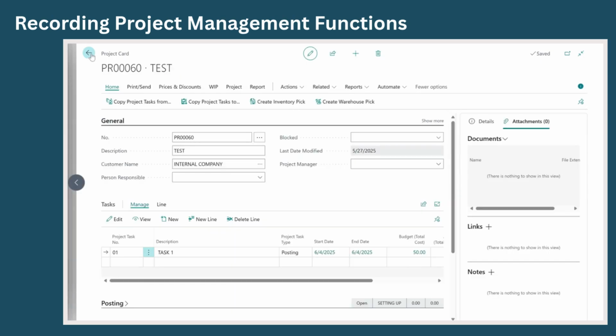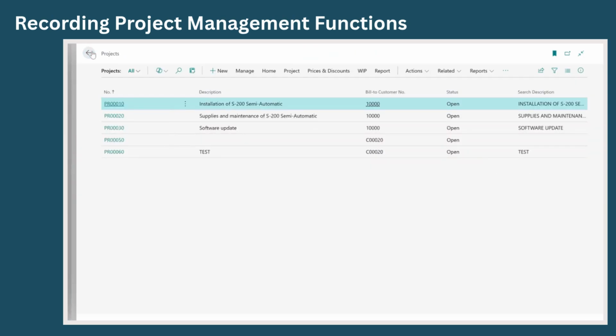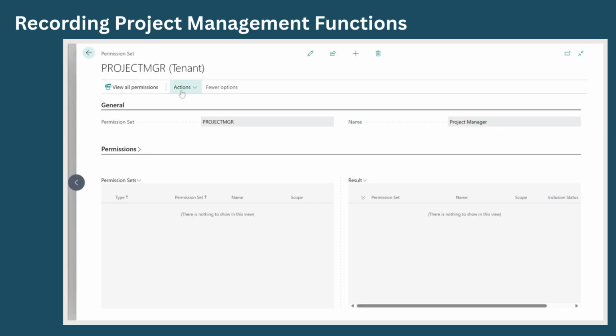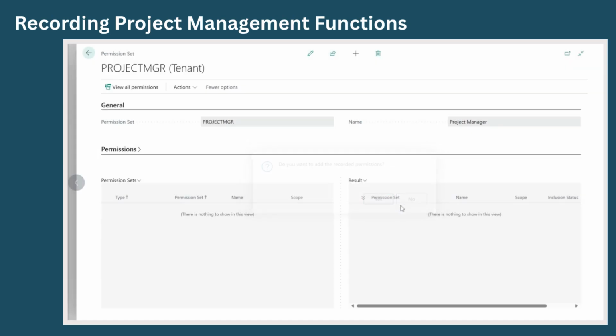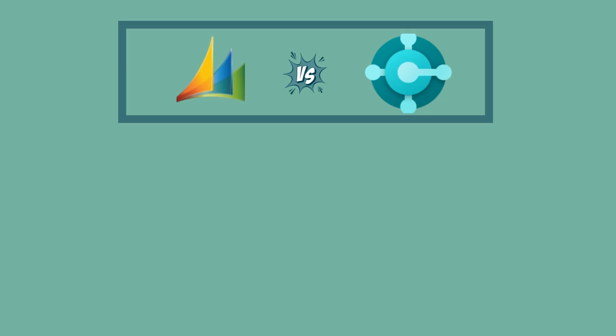After I'm done performing tasks that I want Harper to be able to do, I will go back to the permission set, select Actions, Permissions, Stop. This will then add all of the necessary permissions to perform those functions to the permission set of Project Manager.